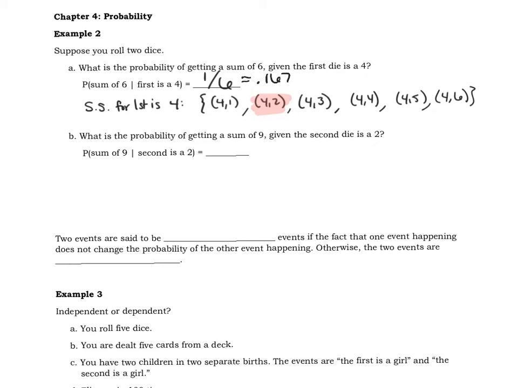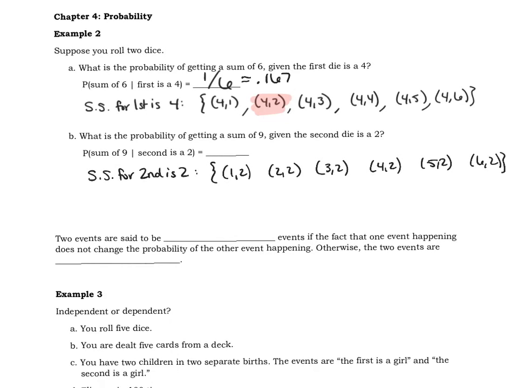Okay. For the next example, what is the probability of getting a sum of 9, given that the second die is a 2? So the sample space for the second being a 2 would be 1-2, 2-2, 3-2, 4-2, 5-2, or 6-2. So 6 possible outcomes, and out of those, there is not a single one where the sum is a 9. 8 is the biggest sum we can get, and so 0 out of 6, or 0. That is an impossible event.